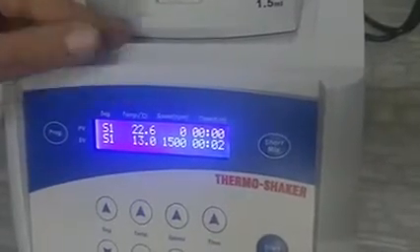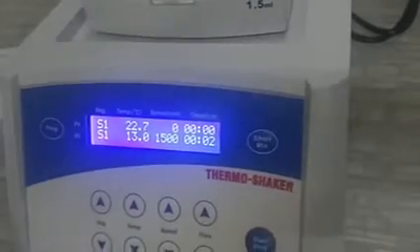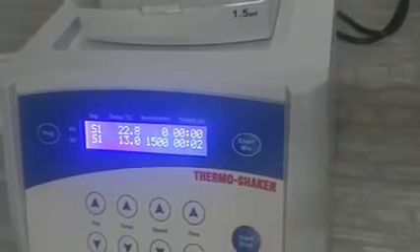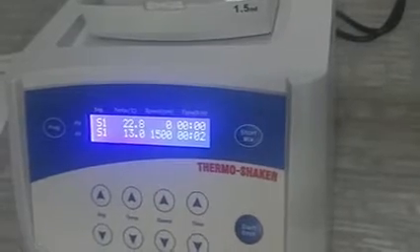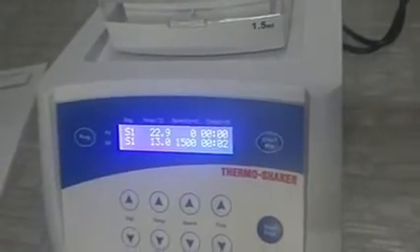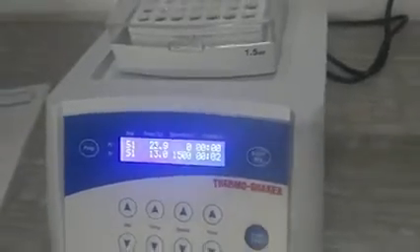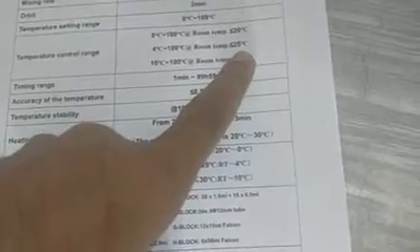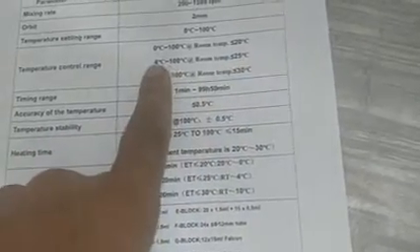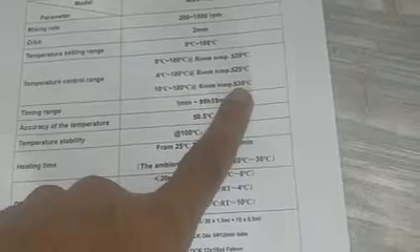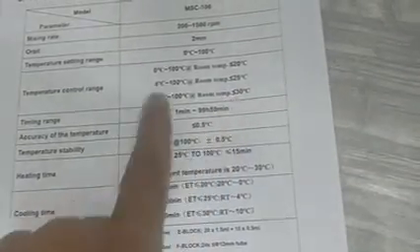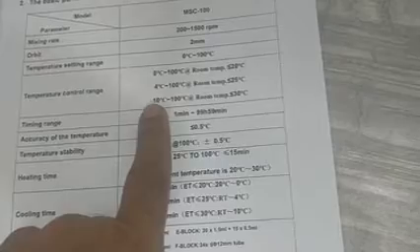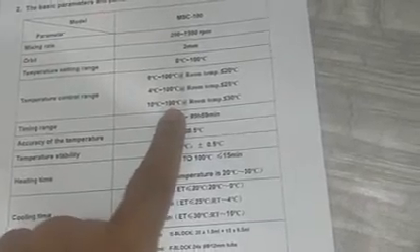Then comes the temperature. You can cool also and heat also, but the lower temperature for the cooling depends on the room temperature. If the room temperature is around 20 degrees centigrade, the lowest it can go to is 0 degrees centigrade. If the room temperature is around 25 degrees centigrade, the lowest it can go is 4 degrees. And if your room temperature is around 30 degrees centigrade, the lowest it can go to is 10 degrees centigrade, though the higher will be 100 degrees centigrade always.